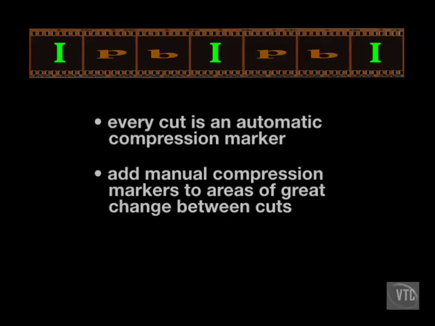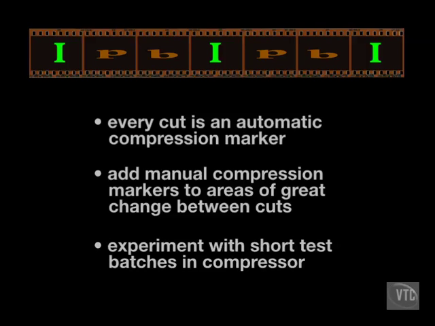Every cut is an automatic compression marker, but sometimes changes within a shot are so quick and drastic that they can create problems for an encoder. And that's where manual compression markers come in. By hitting this button and creating a compression marker, you're inserting an iframe. Luckily, the Compressor application allows you to process as little or as much of a sequence as you like, so you can take a potential problem area of 4 or 5 seconds and do multiple test batches at different data rates and with different placement of compression markers, as these markers can be added, deleted, and moved inside Compressor.